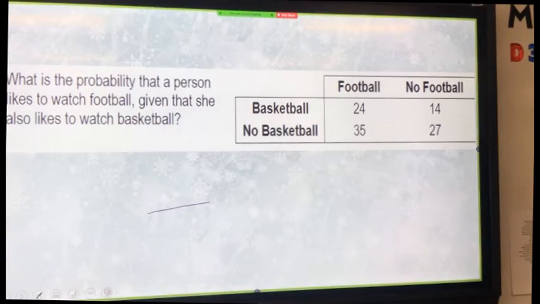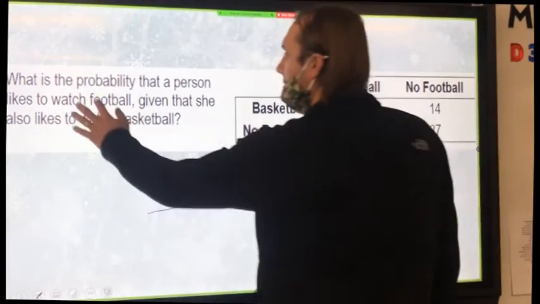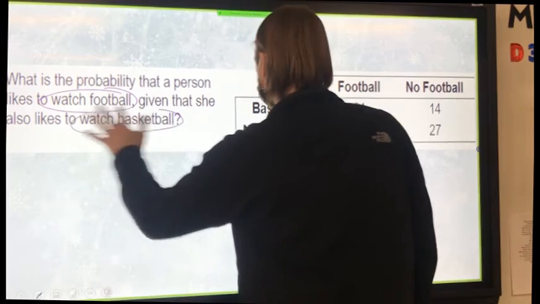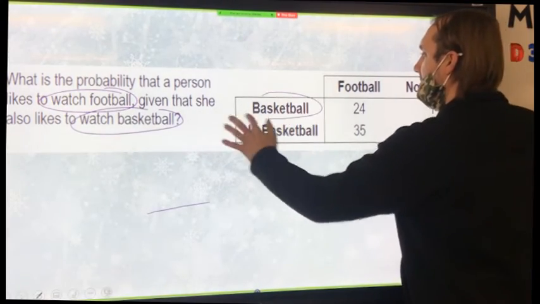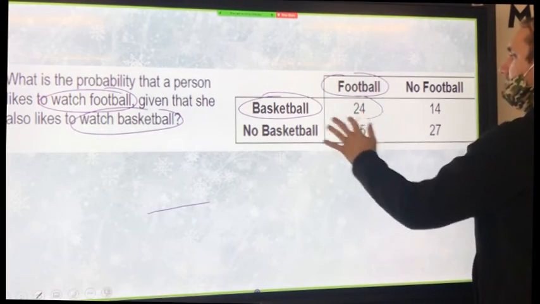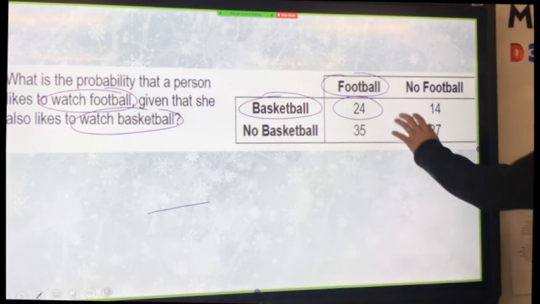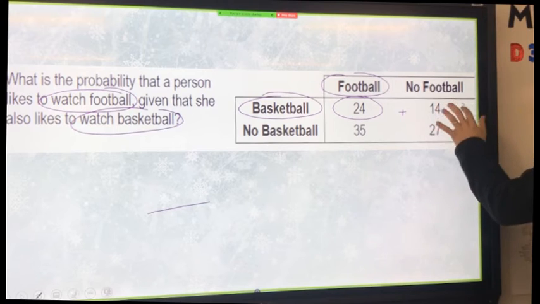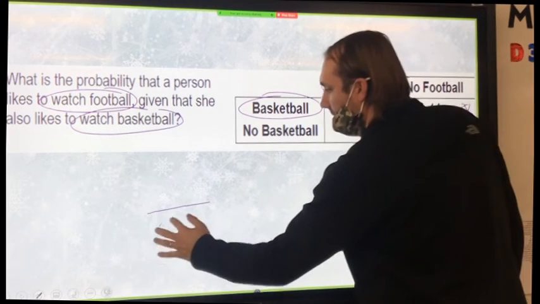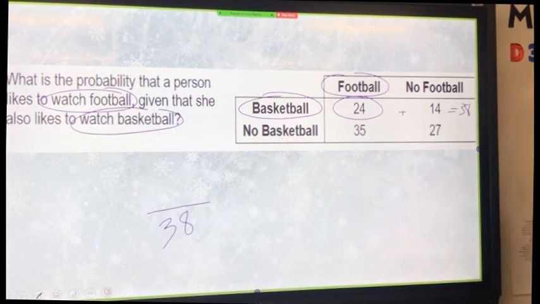What is the probability that somebody, so we want somebody who watches football and watches basketball. So we're looking at here and here, right? Given that she also likes to watch basketball. So how many people watch basketball? 38. So I'm adding these two numbers together, it gives me 38. So a total of 38 people watch basketball.